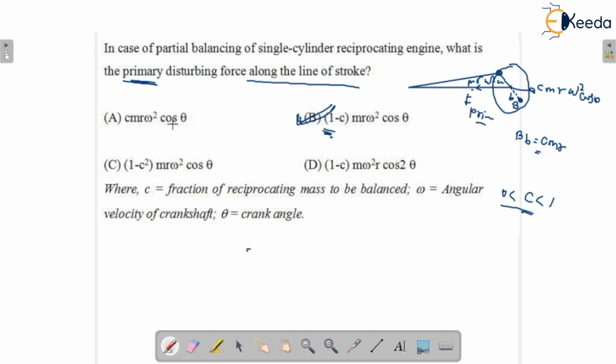There is no confusion in the options because the options are very different. You have not seen them in the derivations. If in the question the option were c m r omega square sin theta, it might be a little bit confusing because it is a vertical component, so it can be a confusing option. But here the options are very different from each other, so it is easy to find the correct answer, that is (1 - c) m r omega square cos theta. So for this question, option B is the correct answer.